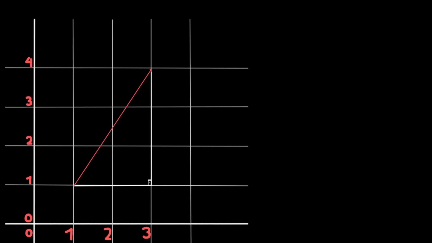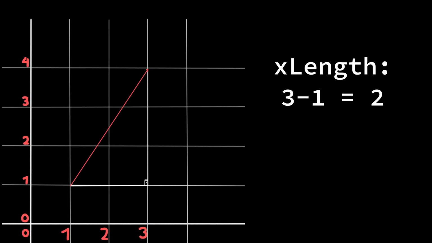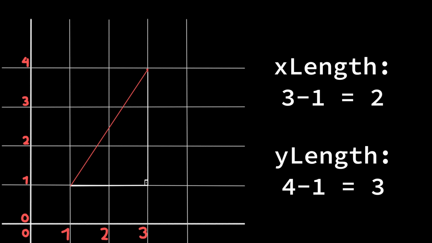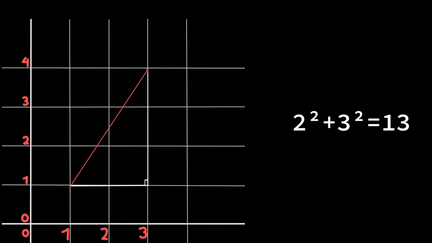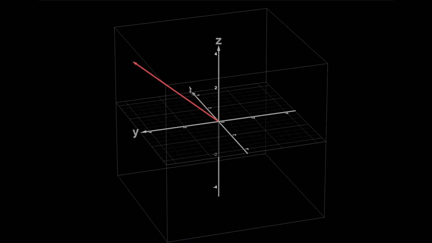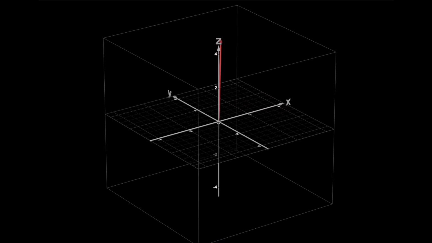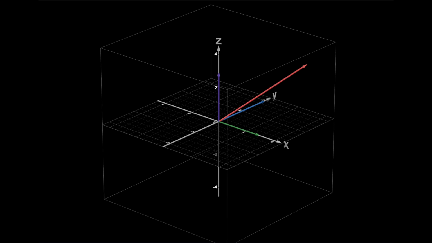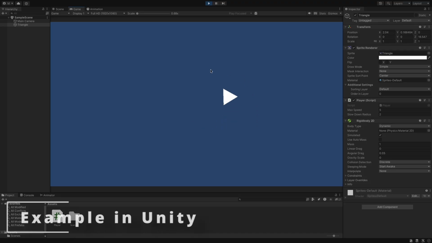Take the x endpoint of the vector, which is 3, and subtract the x start point. That will give you the x length of the vector. Then you do the same for the y length of the vector. Square and add these two, and this will leave you with the length of the vector squared. Since we just want the length, we'll add a square root. When you want to do this in 3D, you can just add the z length of the vector under the square root.